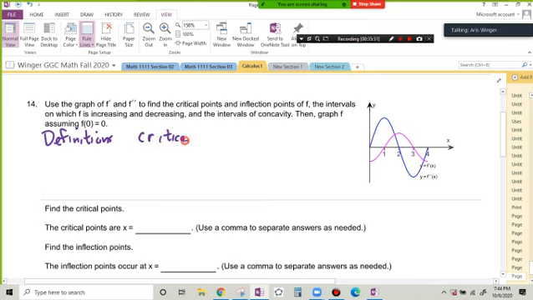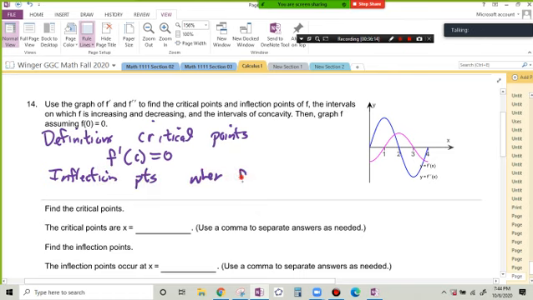Critical points. We define inflection points. Critical points are where the derivative is 0. Inflection points are places where, we said this before, the second derivative is 0 and the concavity changes through C.